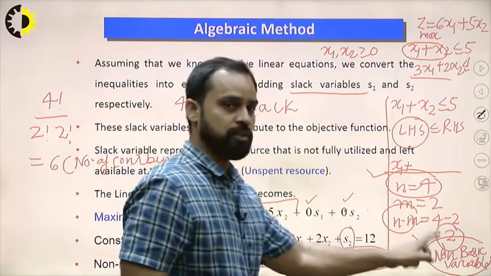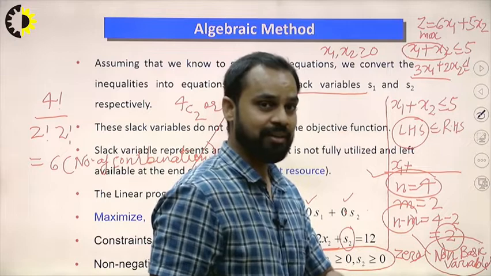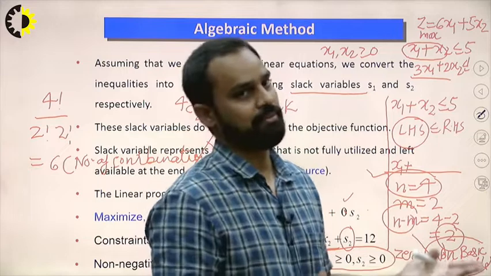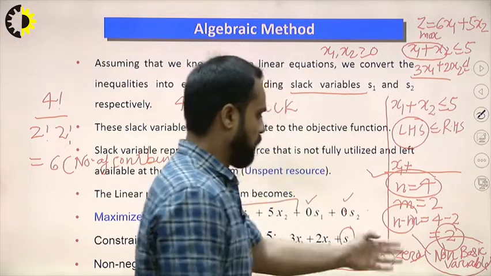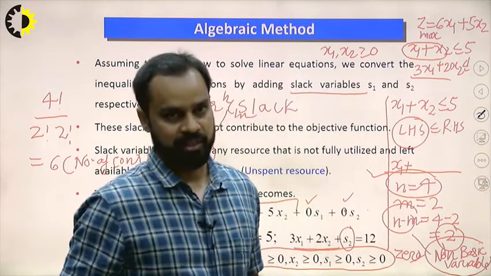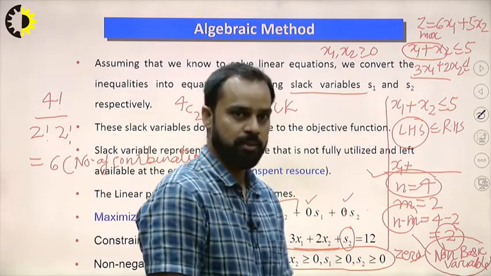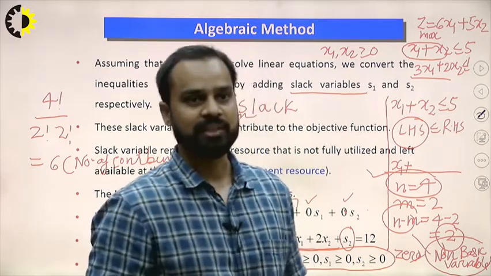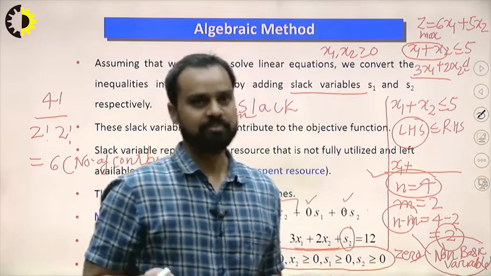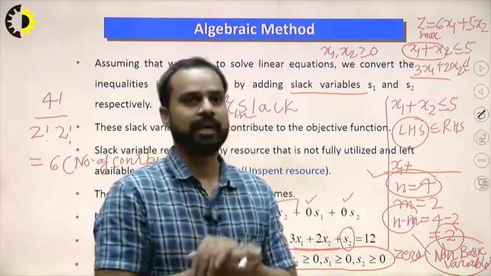A variable that is fixed to 0 is known as a non-basic variable, and the variables calculated with respect to these non-basic variables are known as basic variables. Means 2 variables at a time are non-basic and 2 variables at a time are basic. And the solution obtained by keeping 2 variables as 0, the arbitrary value as 0 for non-basic variables, is known as a basic solution. So that is the basis behind the algebraic method.